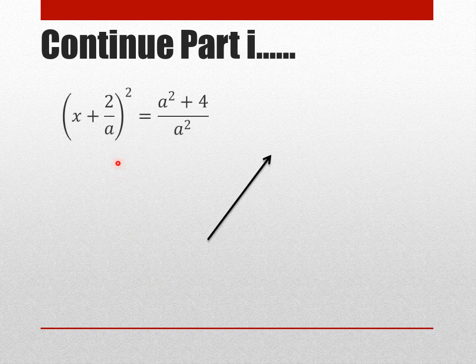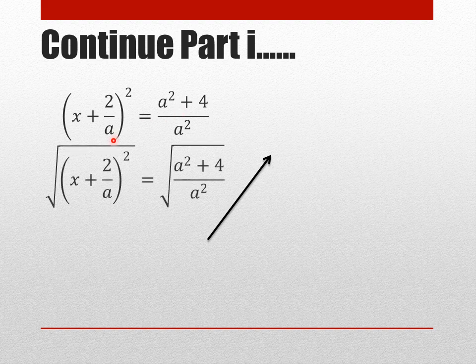The next is, we have taken the LCM of this right side. It would be a square and the numerators would become a square plus 4. Now the next step was to cancel that square, so we have to take the square root of both the sides. Taking square root of the left side, the square would get cancelled with the square root, and the right side, a square will get cancelled with the square root, so the answer would become x plus 2 by a equals to plus minus under root a square plus 4 over a.